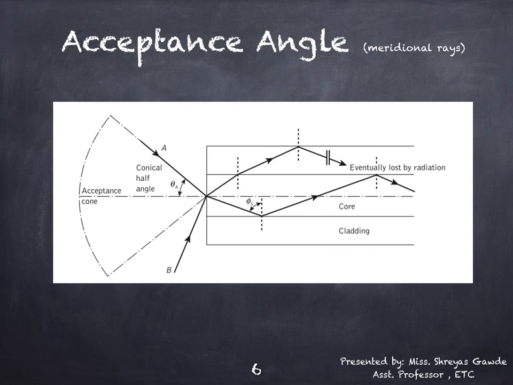Thus, if you want the rays to transmit by total internal reflection within the fiber core, they must be incident on the fiber core within an acceptance cone defined by the conical half angle theta A. Hence, theta A is the maximum angle to the axis at which the light may enter the fiber in order to be propagated, and is often referred to as the acceptance angle for that fiber. This acceptance angle is also called the maximum or total acceptance angle.